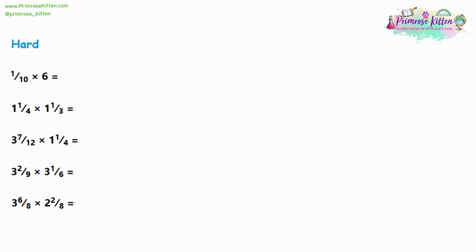So for question 1, we have 1/10, and we are multiplying it by 6. And we already went through this with the medium questions. Any whole number can be written as a fraction, give it a denominator of 1. So let's multiply the numerators. 1 times 6 is 6, and multiply the denominators. 10 times 1 is 10.